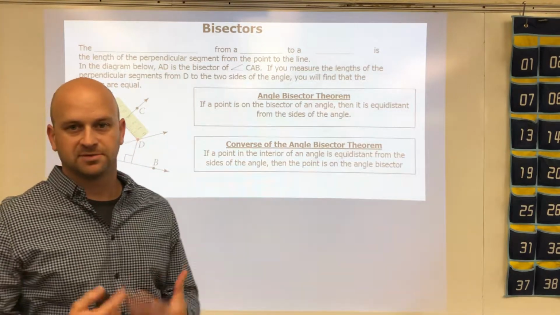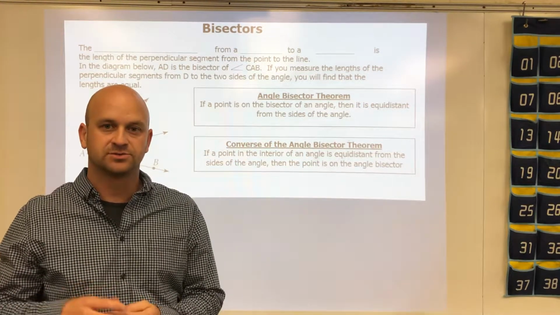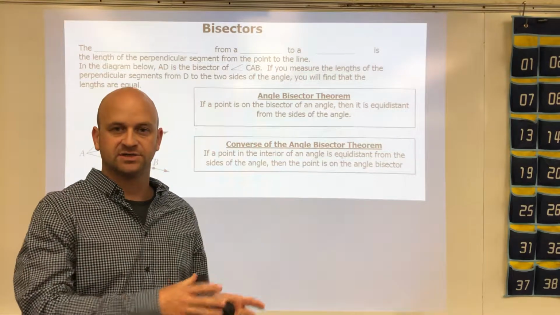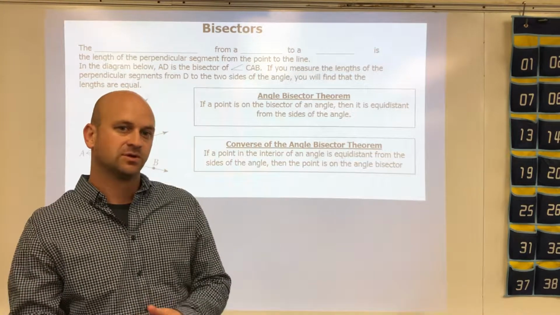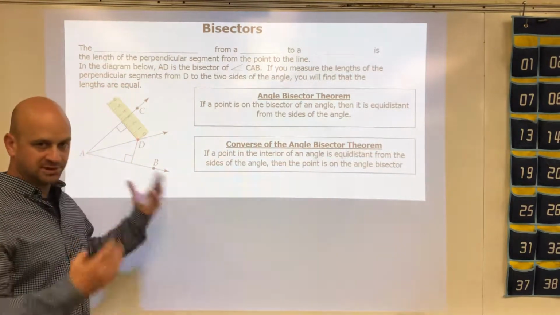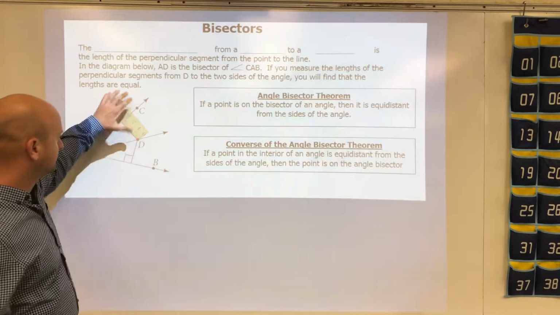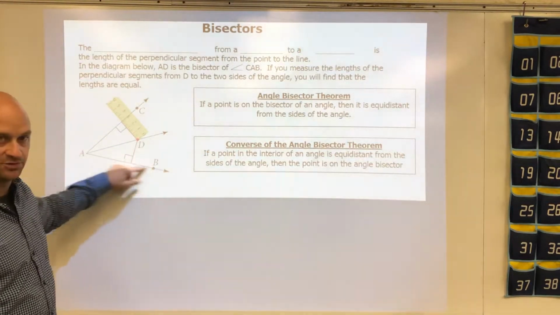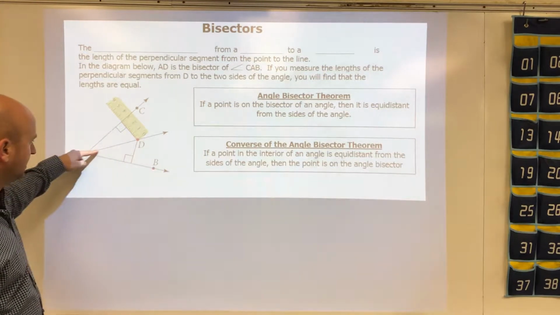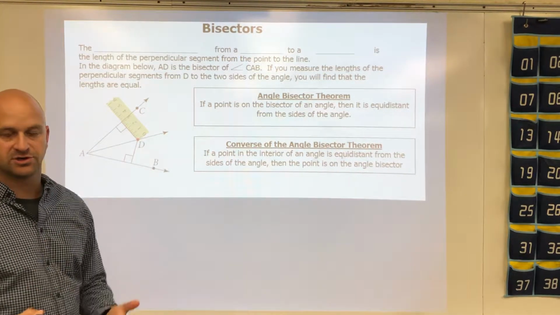In this lesson, we're going to talk about bisectors. And with bisectors, we're going to talk about two of them, an angle bisector and a perpendicular bisector. So first we're going to look at an angle bisector. In this particular diagram, we have an angle listed here. The line going through the middle is what we're going to call the angle bisector.